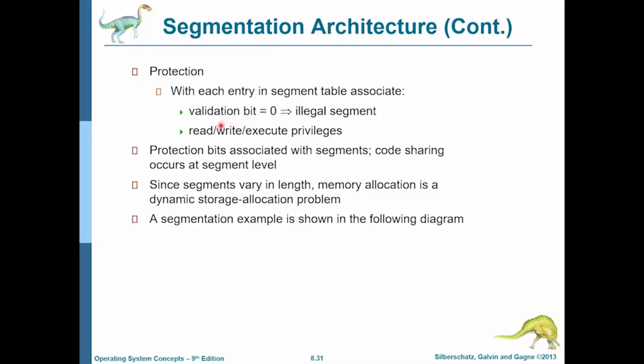Now, the segments can also have read, write, and execute privileges. If the program is trying to read from a segment in which the read bit is set, then it is allowed. But if the write bit is not set, and it is trying to write data into that segment, then a trap will be generated. If it is trying to execute code that is stored in that segment, and the execute bit on that segment is not set, then a trap will also be raised.